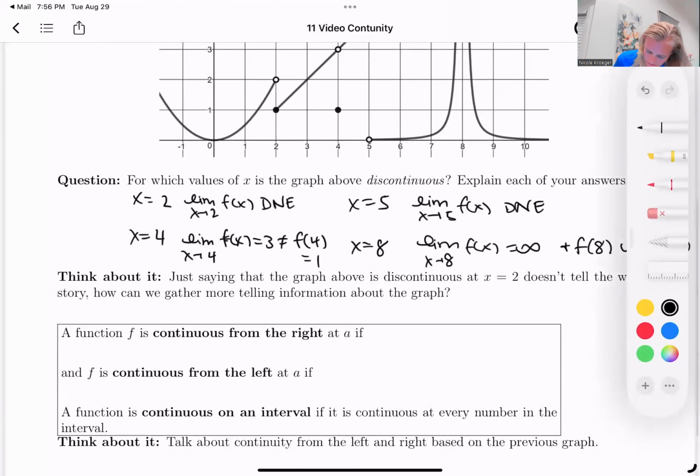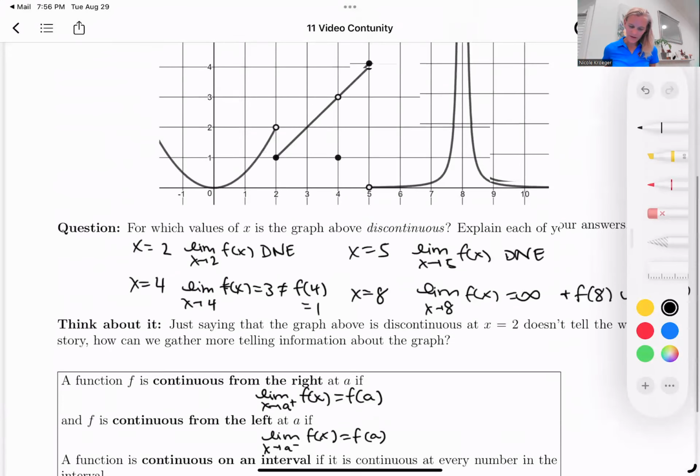So we say a function's continuous from the right if the limit as x approaches a from the right is equal to f of a. And it's continuous from the left if the left-hand limit is equal to the value of the function at the point. And we say a function is continuous on an interval if it's continuous at every number in that interval.